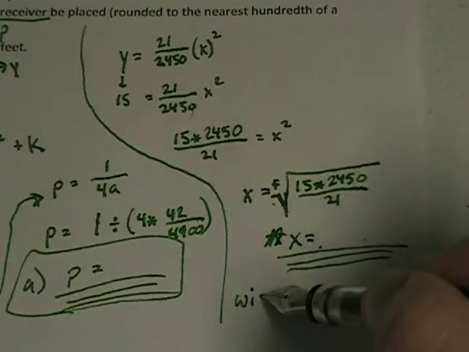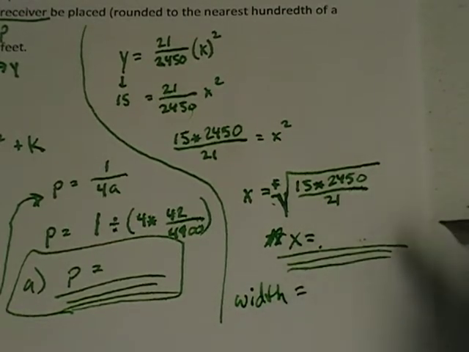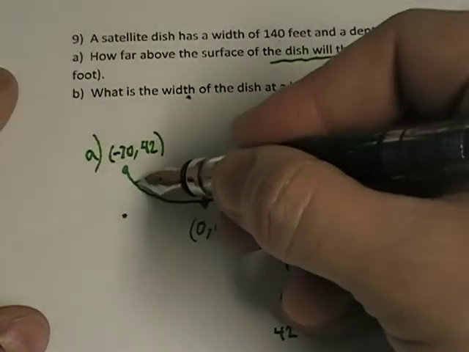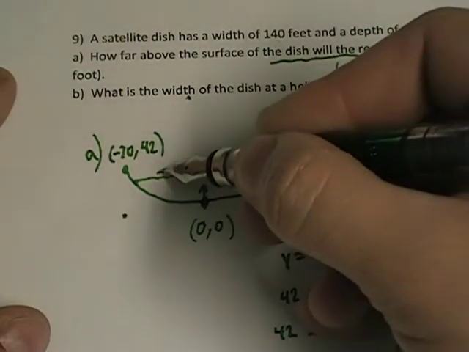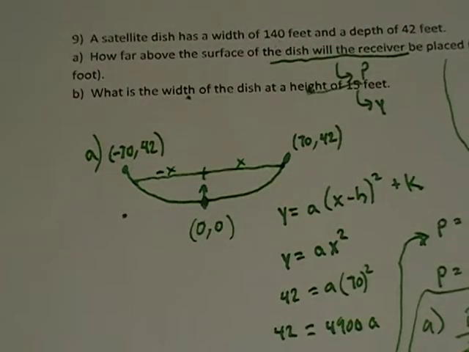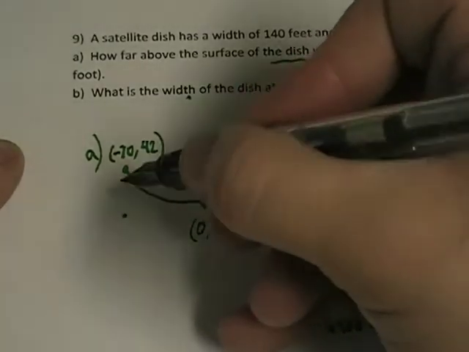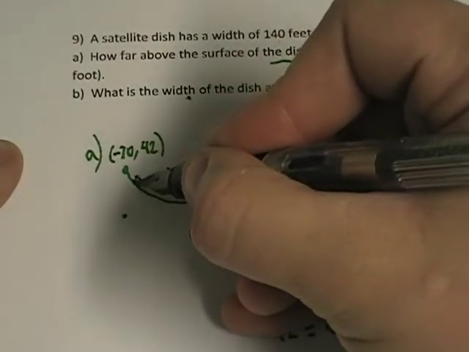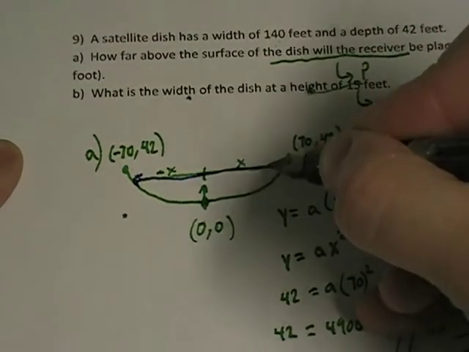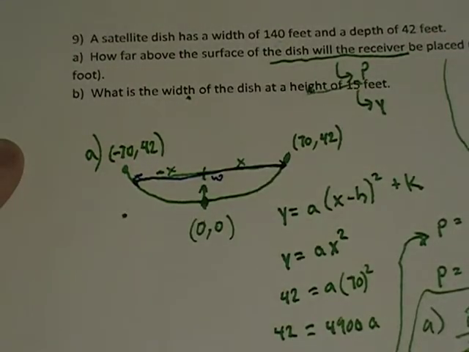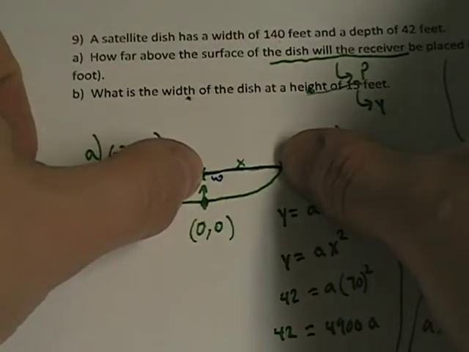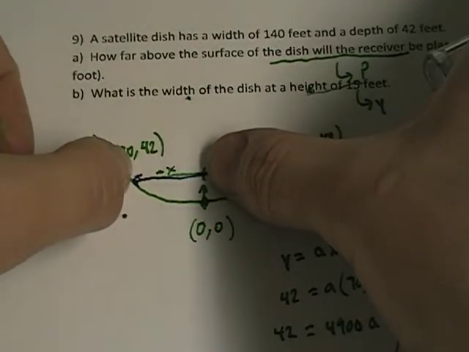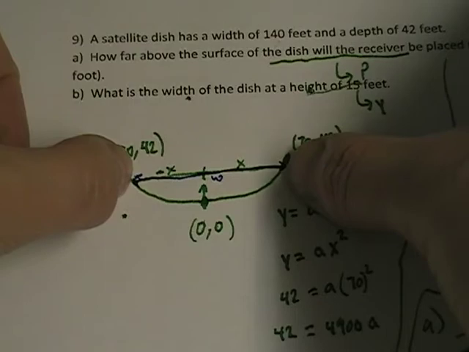We want the width. Okay? And I go back over to my picture. If I go up 15 feet, here's x, here's negative x, okay? And from here to here is the width. So let's just make up a number. If x is 20, that's 20. That's 20. W is 40.